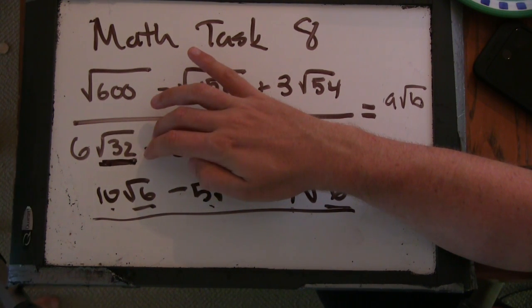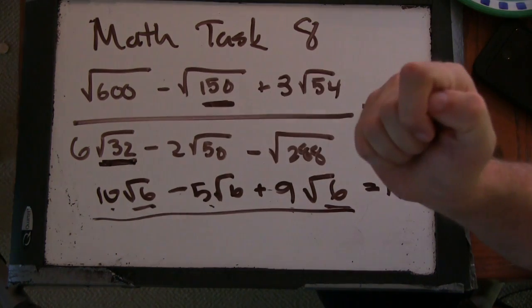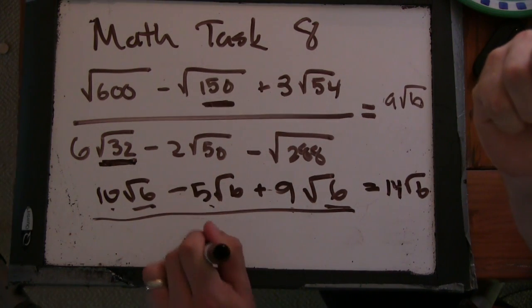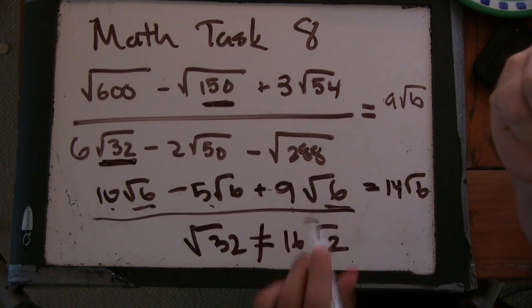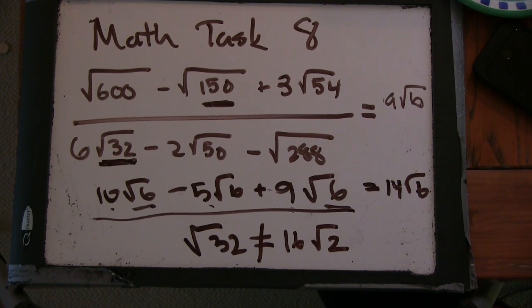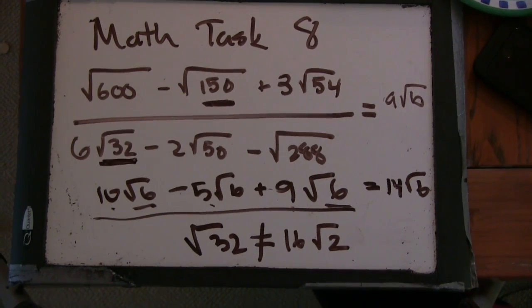That would be 16 times the square root of 2. Nope. The square root of 32 is not 16 times the square root of 2. It's 2 to the 5th. But it's the square root of 2 to the 5th, so it would be 4 times the square root of 2. Yeah, it's 4 times the square root of 2. So let's break this movie in half, okay?